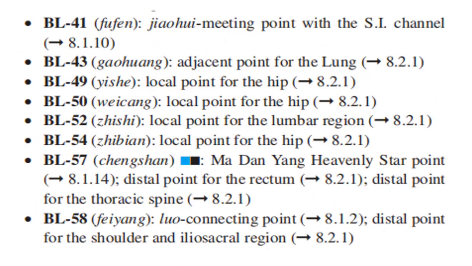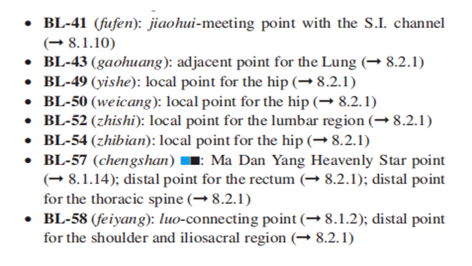Bladder 49, local point for the hip. Bladder 50, local point for the hip. Bladder 52, local point for the lumbar region. Bladder 54, local point for the hip. Bladder 57, Ma Dan Yang heavenly star point. Distal point for the rectum, distal point for the thoracic spine.